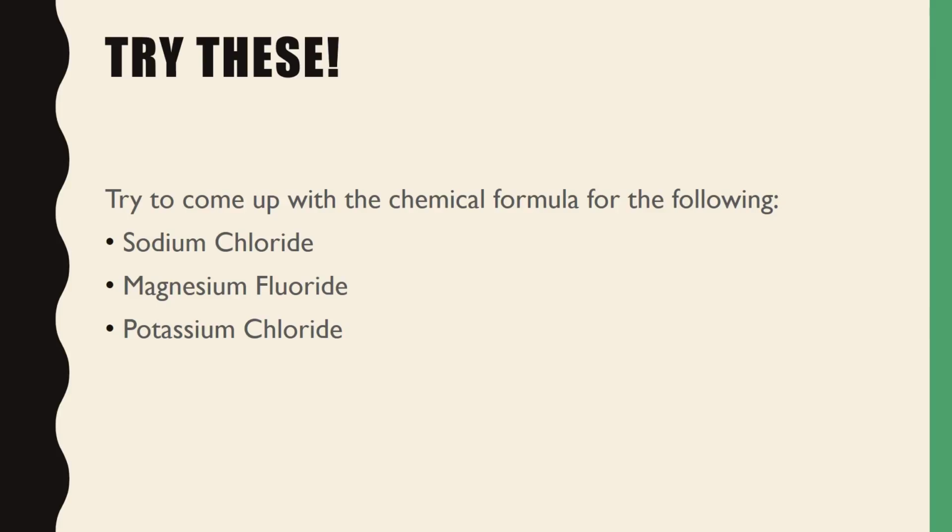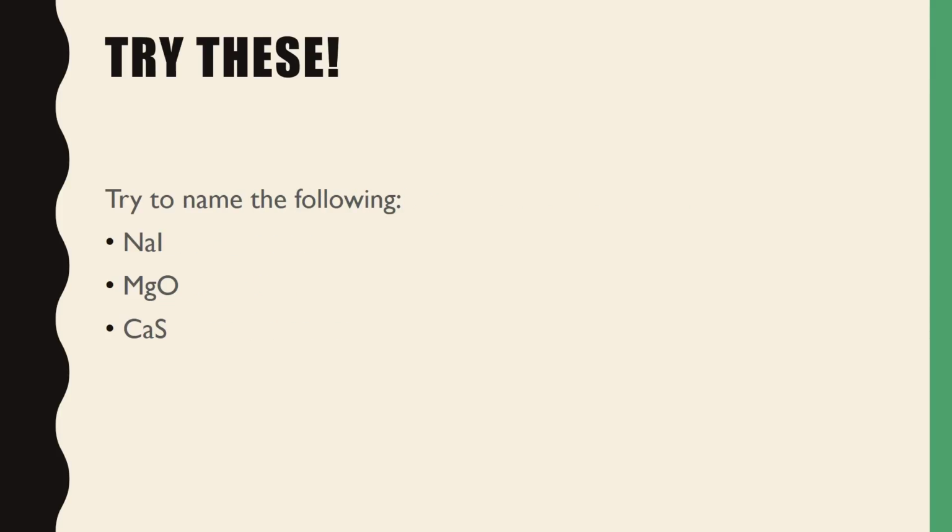So try these. Try to come up with the chemical formula for the following: sodium chloride, magnesium chloride, potassium chloride. Pause the video, try them, bring them back to class tomorrow, and we'll go over it if you have any questions. And then also try to name the following: NaI, MgO, and CaS. Try those problems out, bring it tomorrow, and we'll discuss it.